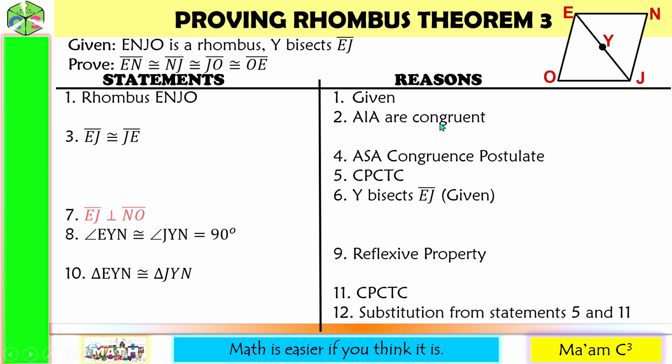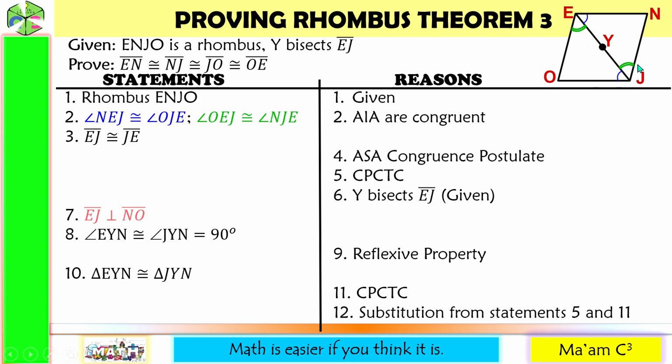So let's take a look. That would be angle NEJ is congruent with angle OJE. NEJ, this one, is congruent with OJE, this one. So these two are congruent. And also, we have OEJ, this one here, is congruent with NJE. OEJ, this one, is congruent with NJE, this one. And that is reason number 2. Alternate interior angles are congruent.